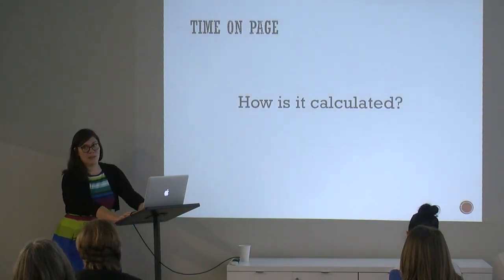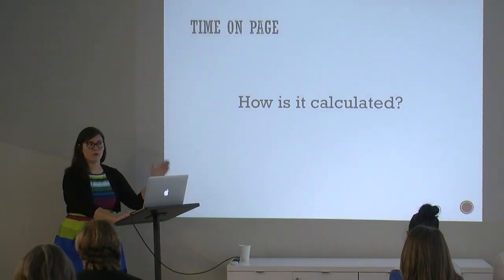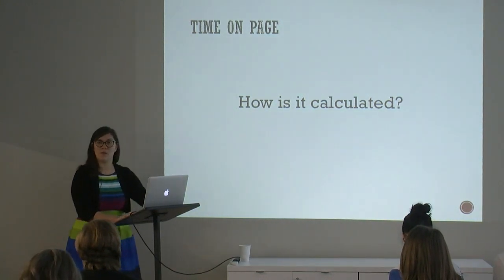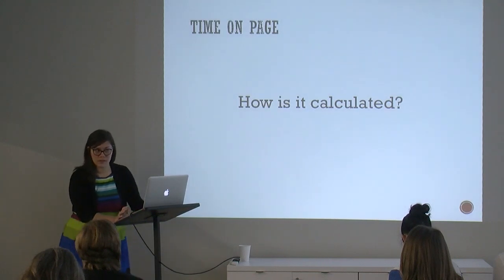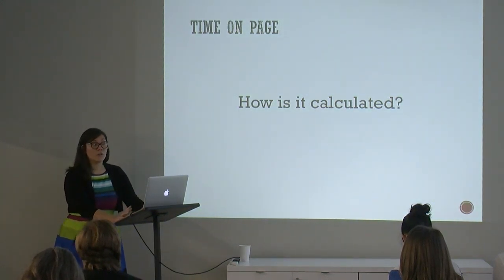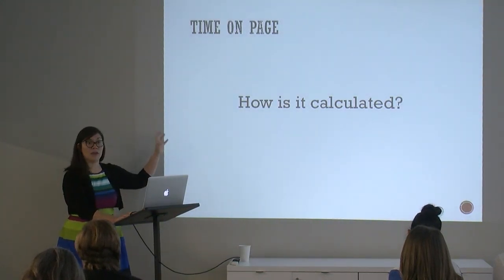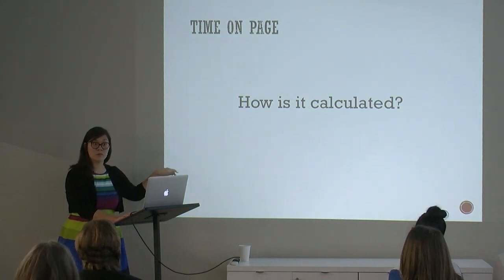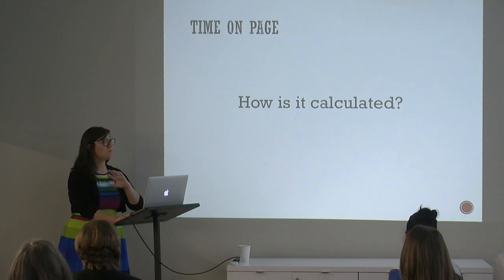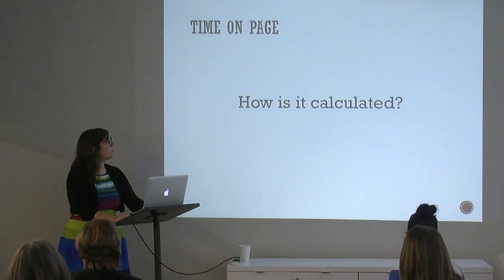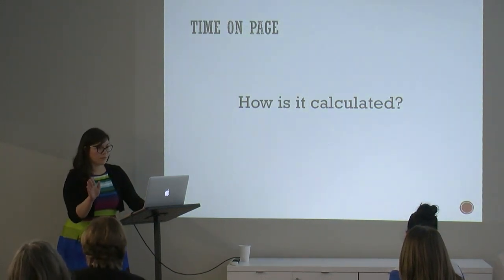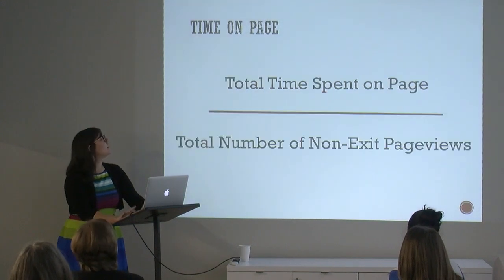So time on page. How do most people probably think this is calculated? If you were to take time on site and think of how time on page was calculated by Google Analytics, inherently you would think it's total time on page divided by total page views, based on how time on site is calculated. But it's not. So this is the confusing part. And they do not inherently tell you this in the interface.